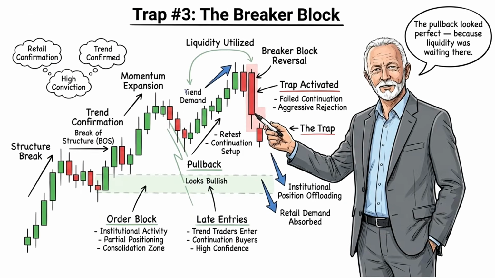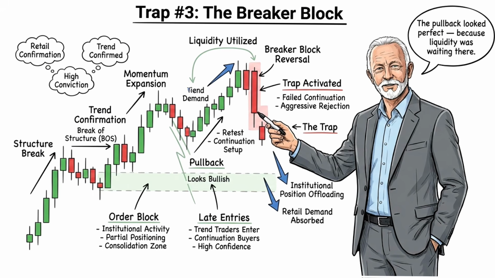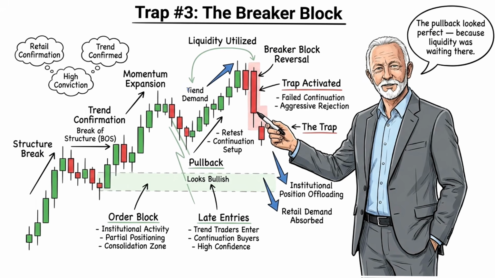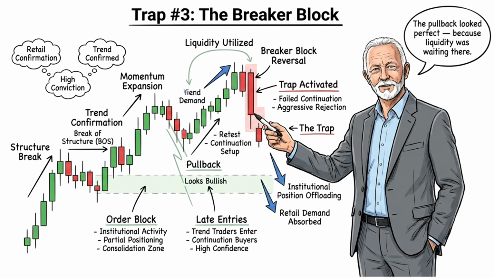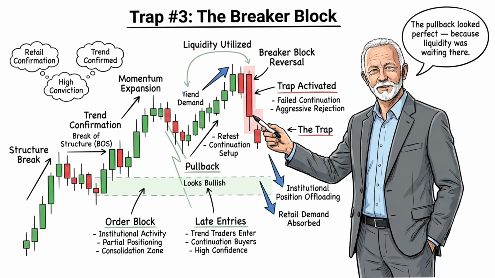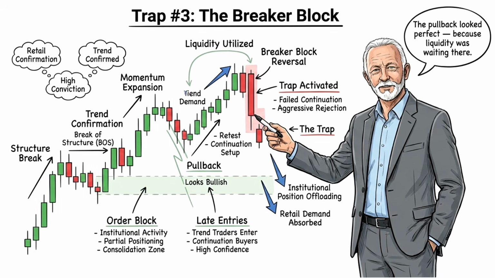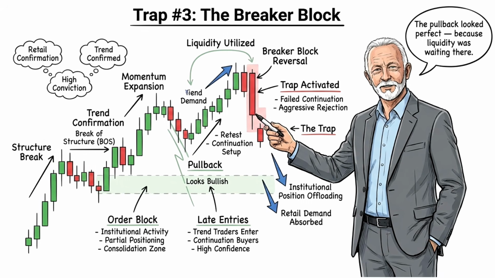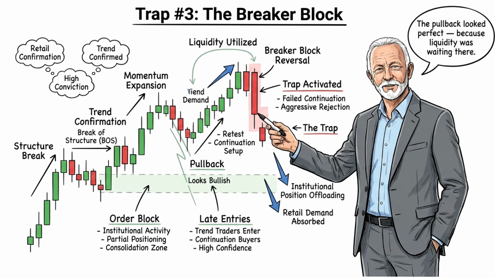Trap number 3, the breaker block. This is more sophisticated. Price breaks a key structure level, leaves behind an order block, a consolidation zone where institutional orders were partially placed, then returns to that zone. Retail traders identify the original structure break as confirmation of a trend and pile in as price returns. But instead of continuing, price reverses aggressively from the breaker block, trapping all the late entries. The institution used the pullback to offload positions into that retail demand.